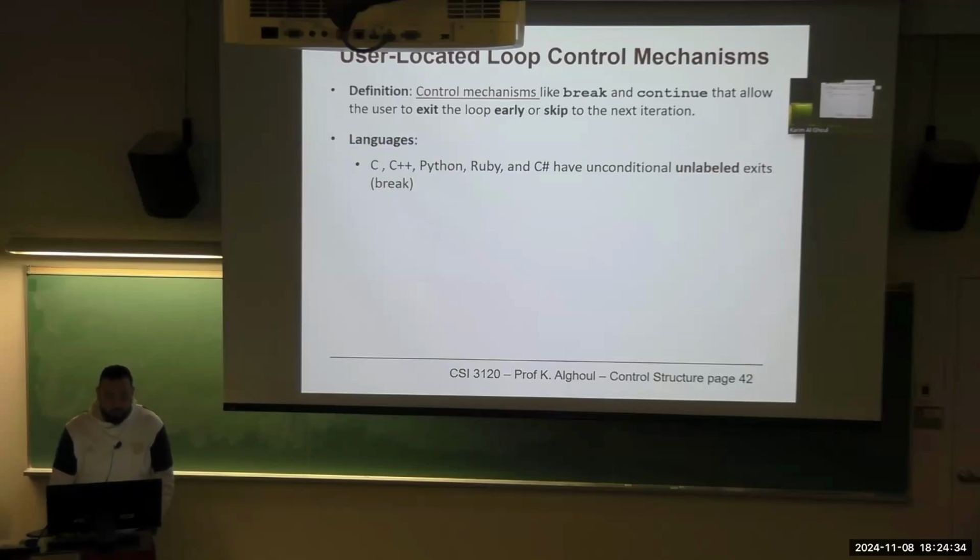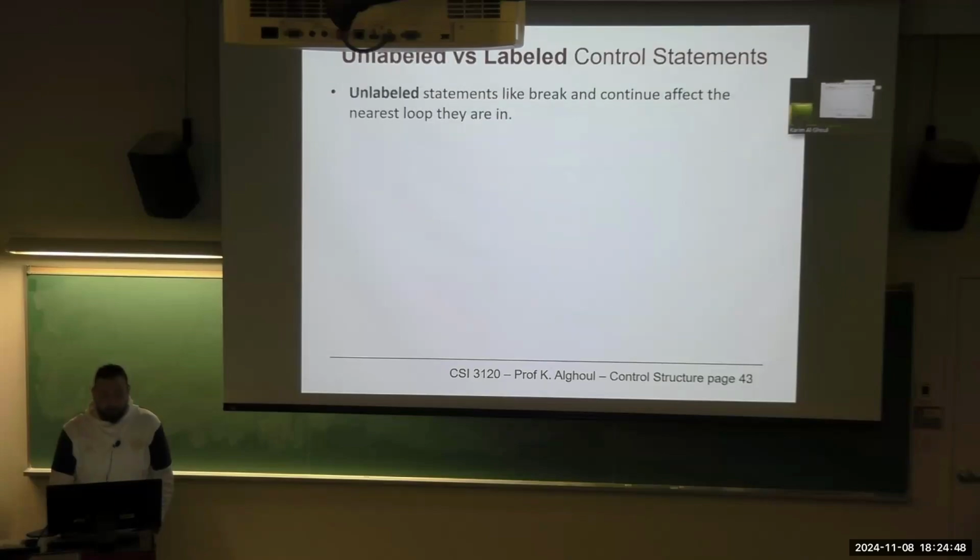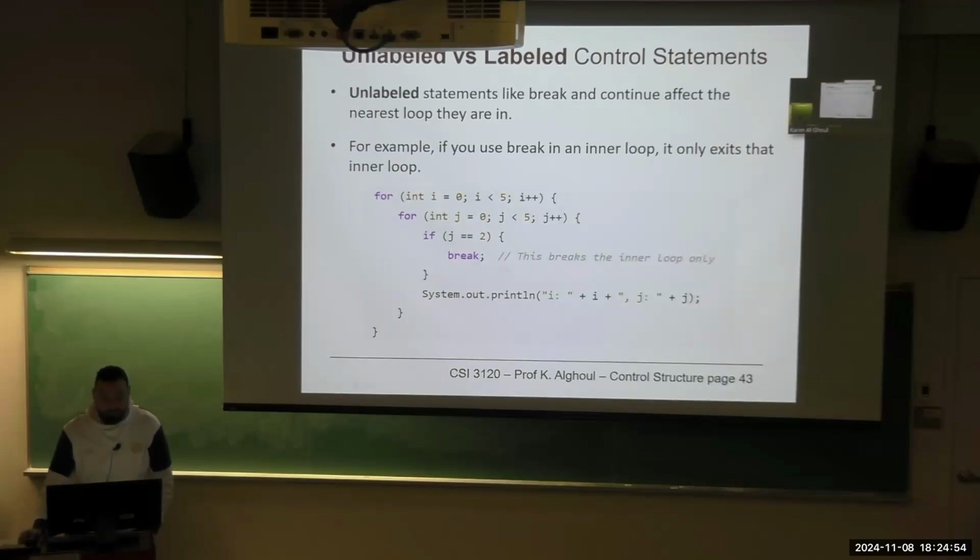So for example, C, C++, Python, Ruby, and C# have unlabeled. But Java, also Perl, have labeled. Do you know the difference between unlabeled and labeled? Actually, I'll show you. This will be the last slide. So the unlabeled is this, the normal one that you can see usually. If I'm doing this break, which loop am I breaking, and which one is continuing? The inner loop, correct? Inside this inner loop, I break here. I'm done with this loop, but I will continue the outer one.